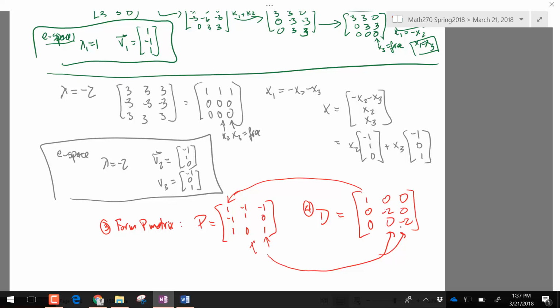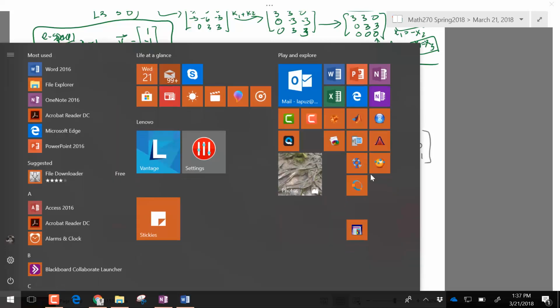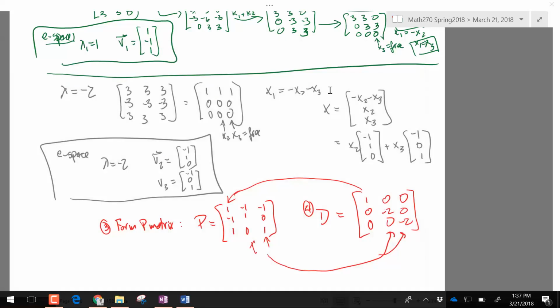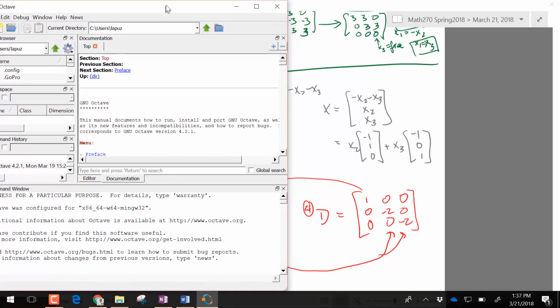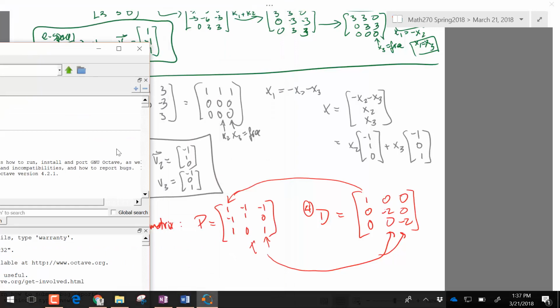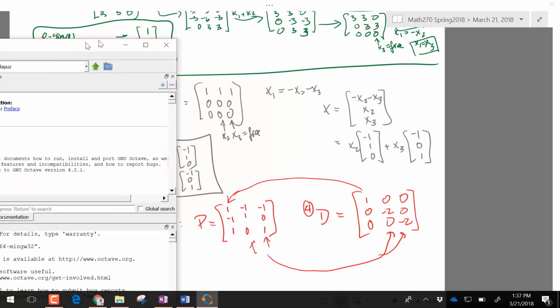So I will now go into Octave or MATLAB. Let's try Octave. I don't think it matters, because if you switch the columns, as long as you're consistent with the P, then it should be okay. And I think we should try that out.